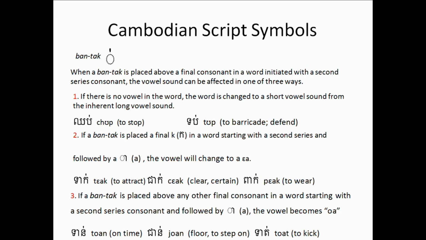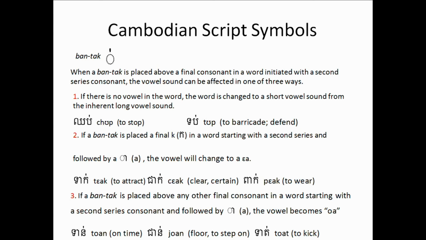Number two, if the Bon Tok is placed above a final K. Sorry, it should be placed above a final K in a word starting with the second series, and if the initial consonant is followed by an a vowel, then that a vowel will change to an eh. All right. So let's see some examples here.